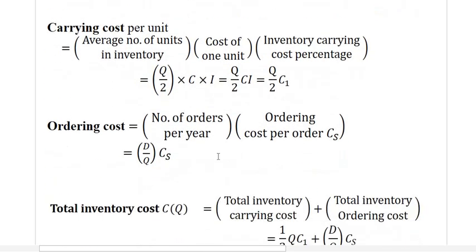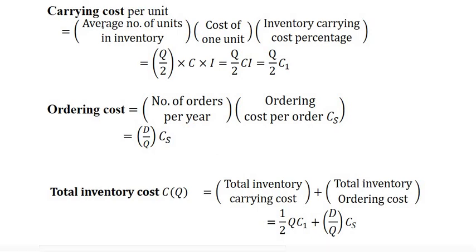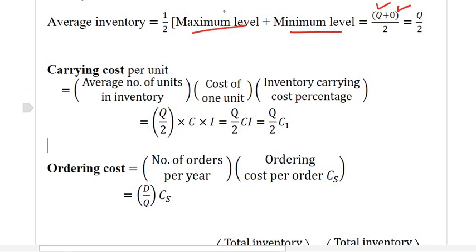We calculated the average inventory. Then we can go for the carrying cost, that is, the holding cost. To find the carrying cost, we have to know the average number of units of inventory, the cost of one unit, and the inventory carrying cost percentage. The average number of units of inventory is Q divided by 2, the cost of a unit is C, and the inventory carrying percentage is I, and these will be multiplied. So you are getting Q divided by 2 into CI.